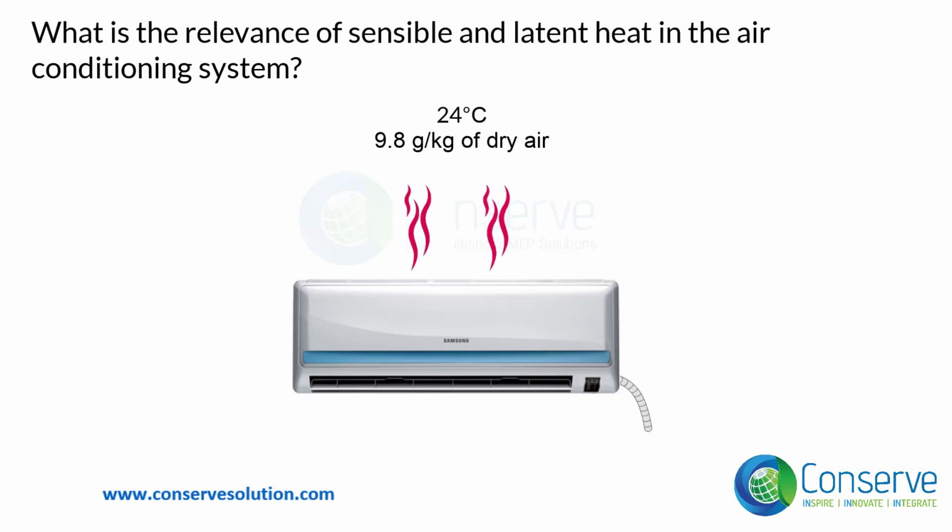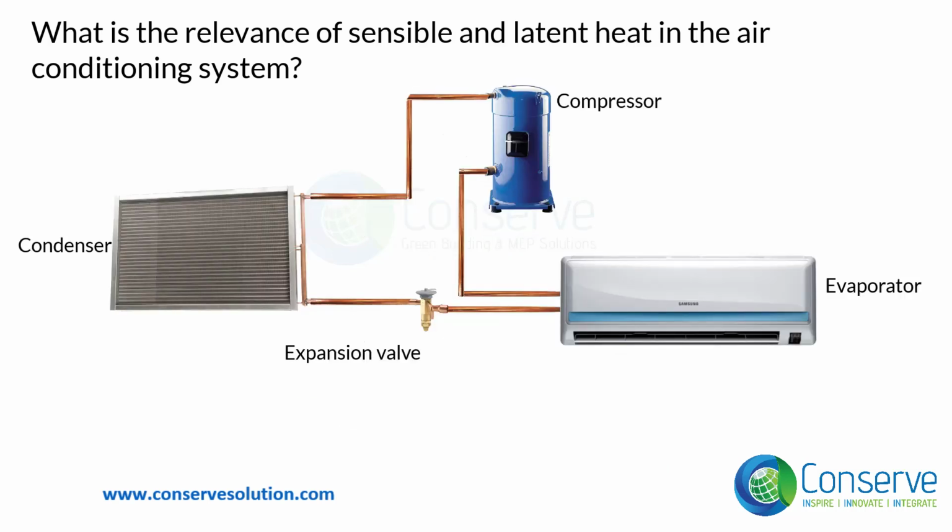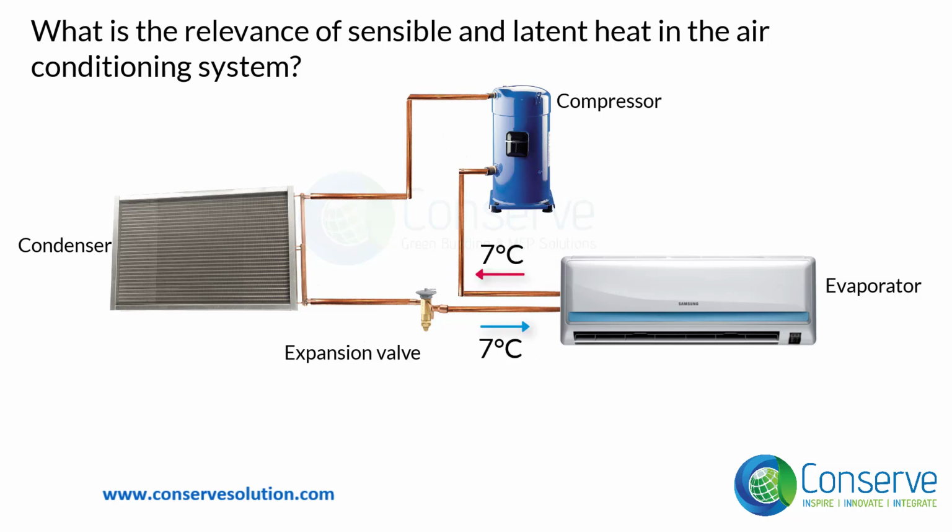Warm and moist air enters the evaporator at 24 degrees Celsius and leaves at 12 degrees Celsius. The sensible heat of the space is removed by change in temperature, that is from 24 degrees Celsius to 12 degrees Celsius, while the latent heat of the space is removed by condensation of the water vapor. Air conditioning equipment removes heat from the space mostly by latent heat. In a typical AC evaporator, refrigerant in vapor liquid mixture enters at 7 degrees Celsius, removes the heat from the space and leaves as vapor at 7 degrees Celsius.